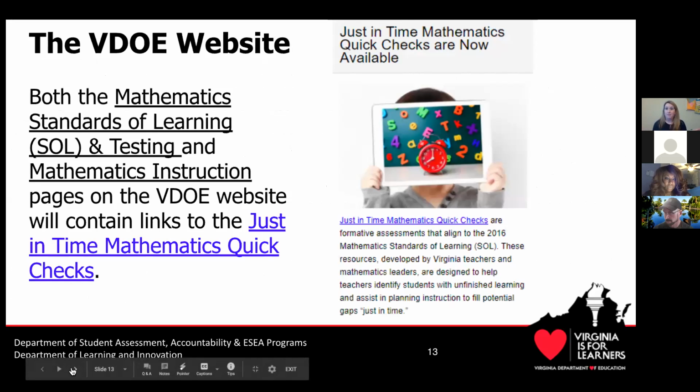Okay, so now where do we find these amazing resources? Right, on the VDOE website, of course. So there's a logo there. If you go, you'll see that just in time, that little kid with the tablet in front of him. And they're on both the math site and the assessment site, the standards of learning and testing site. Okay, so when you go there, you will see all the quick checks for all grade levels.